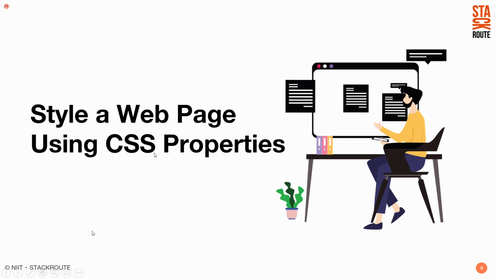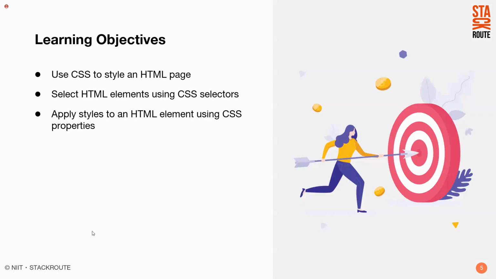So the name alone, cascading style sheet, everything in cascading style sheet is a property. A property can be implemented with the help of a key value pair combination. So let us explore. In this session, we will explore using CSS to style an HTML page, selecting HTML elements using CSS selectors. We have various ways of applying a CSS selector. And how to apply the style to an HTML element using CSS properties.